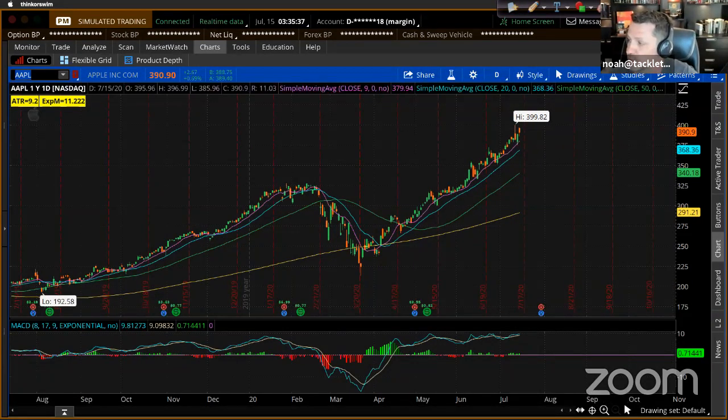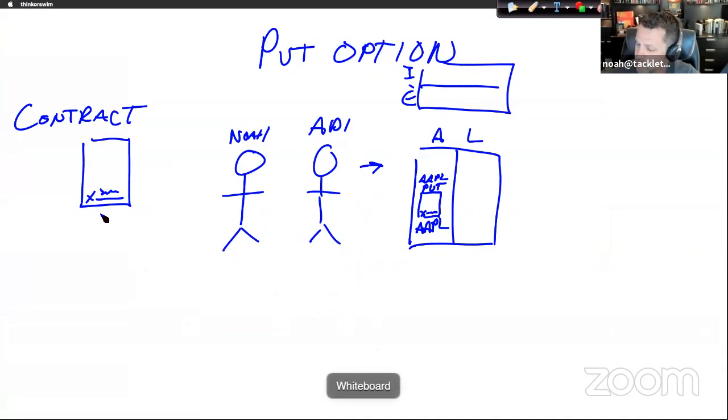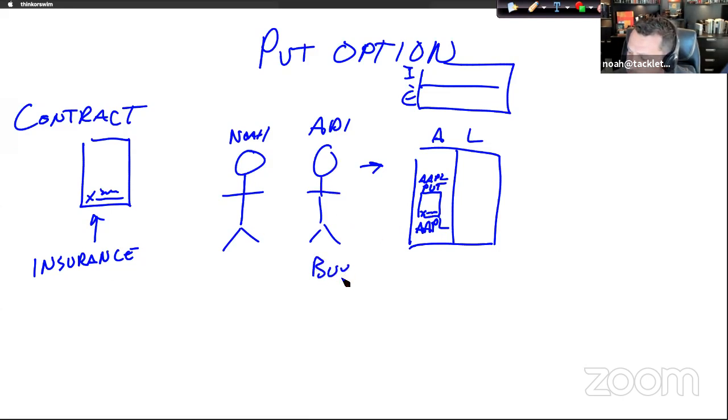The options contract functions like insurance. Okay. And that contract, see, if Addy owns Apple and he buys the put, I could be the one who sold it to him, and I'm selling him a promise.